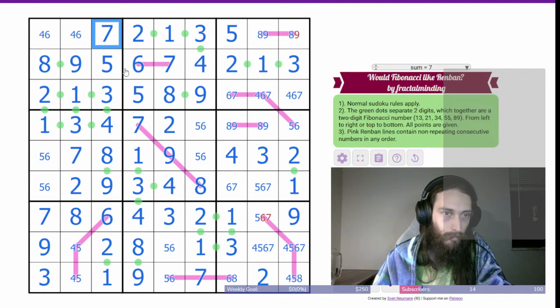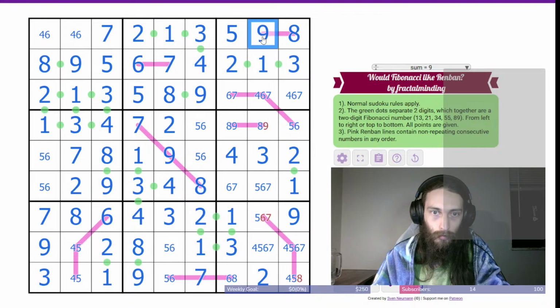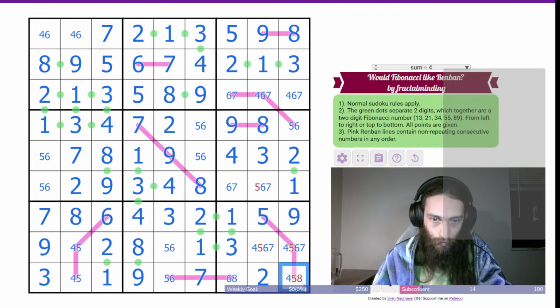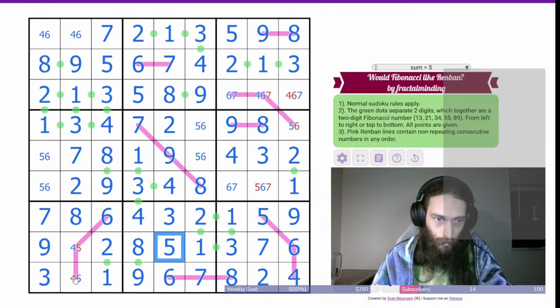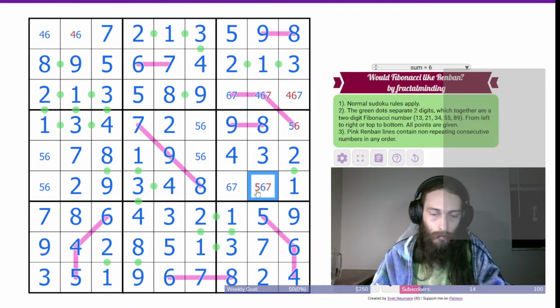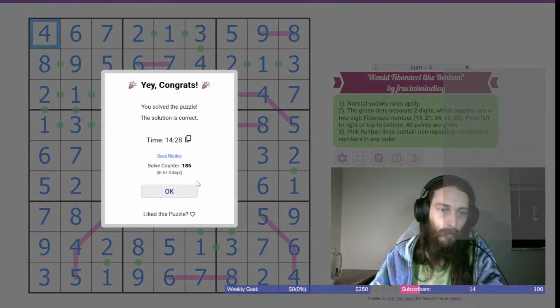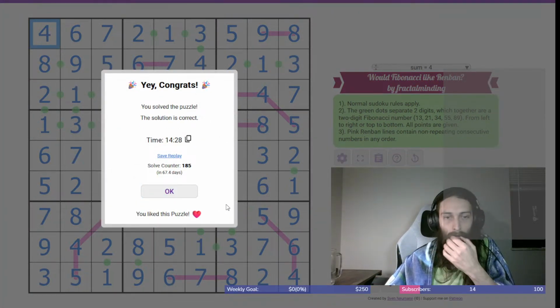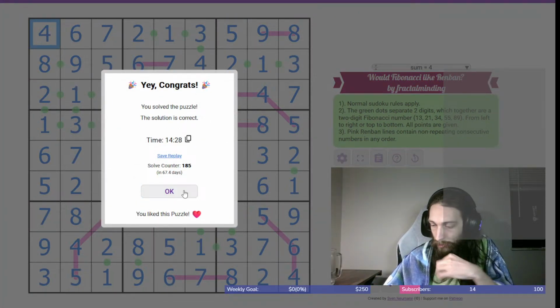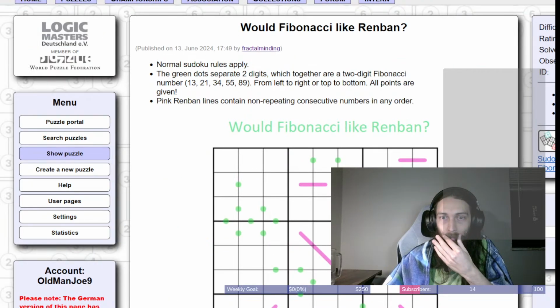These aren't, that is 8 and 9, 8 and 9, 5, 4, 6, 7, 8, 6, 5, 5, 4, 6, 7, 5, 7, 4, 6, 6, 5, 6, 5, 6, and 4. Yay! Alright, puzzle is complete.